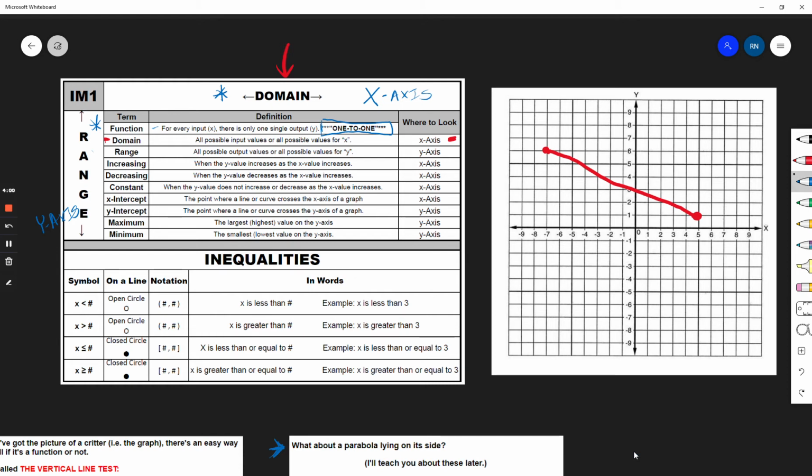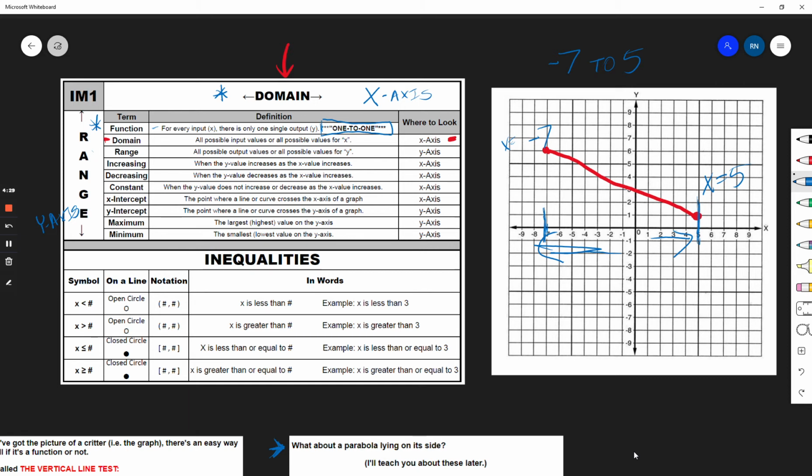How far does this line go this way? It goes to -7. X equals -7. And then how far does it go this way? To right here, to x equals 5. So what is our domain? It is -7 to 5. All right, not too bad. You look at the x-axis for the domain.